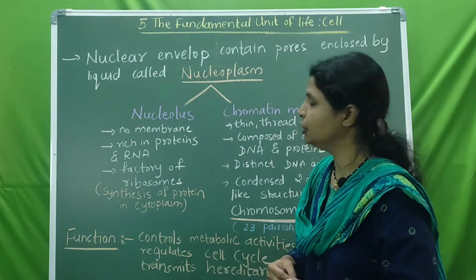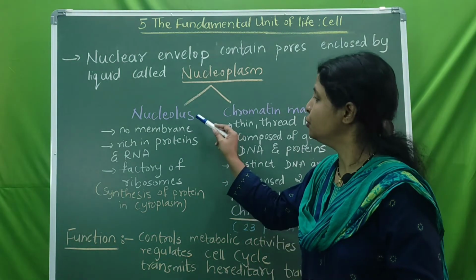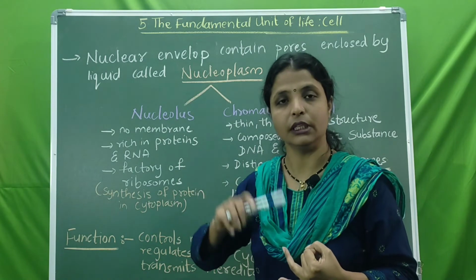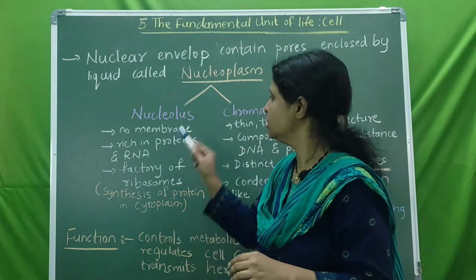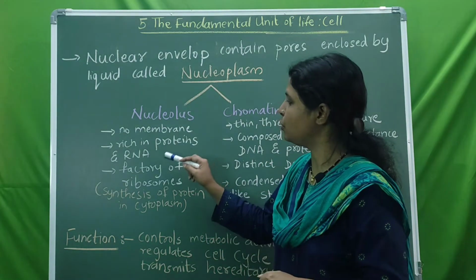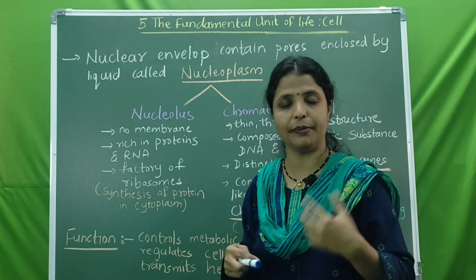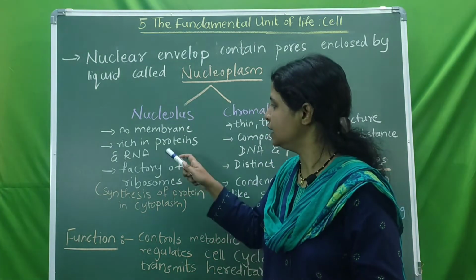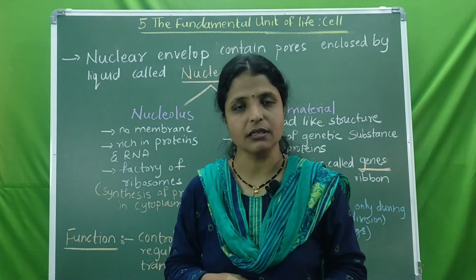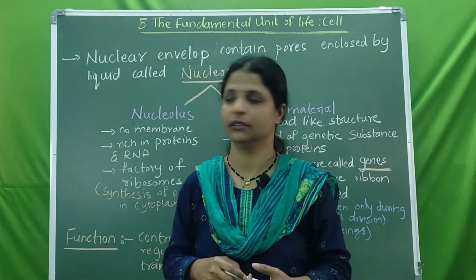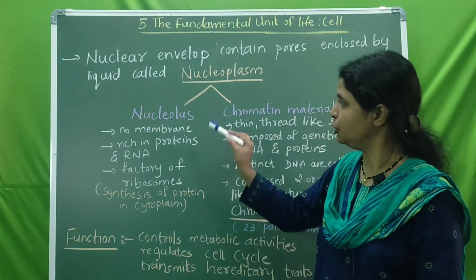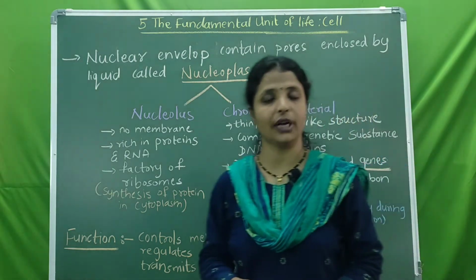First let us see about nucleolus. Nucleolus has no membrane, unlike the nucleus itself, which has a membrane. It is rich in proteins and RNA. So it is producing proteins, we can say, and it is rich in RNA. So what is RNA? RNA is nothing else but ribonucleic acid. Then it is called the factory of ribosomes. Nucleolus is called the factory of ribosomes.